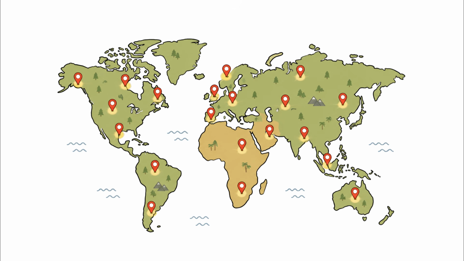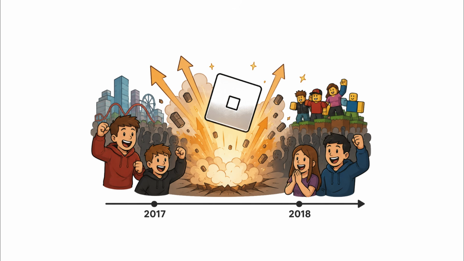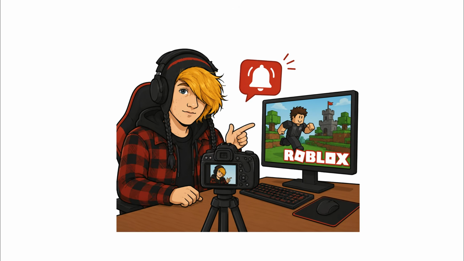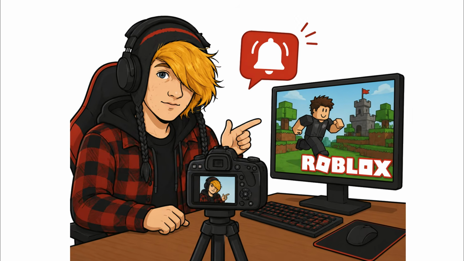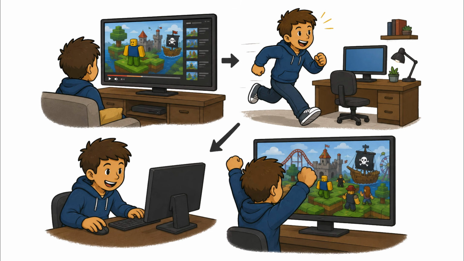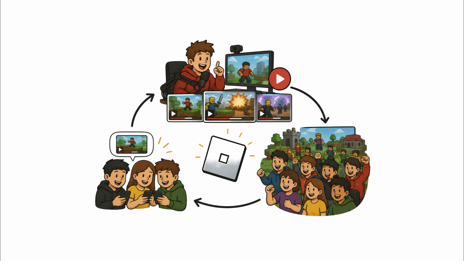Through the early 2000s and 10s, Roblox kept growing. Slowly but steadily, but the real explosion came around 2017 and 2018. The reason? YouTube and Twitch. Big gaming creators started playing Roblox on camera. Kids watched those videos, ran to their computers, and jumped in. It was a viral loop: more videos meant more players meant more videos.